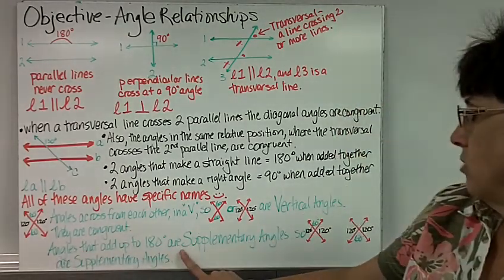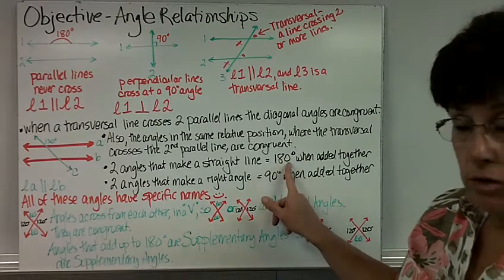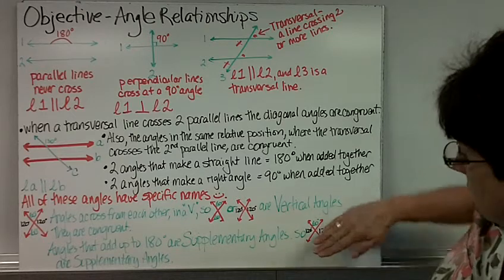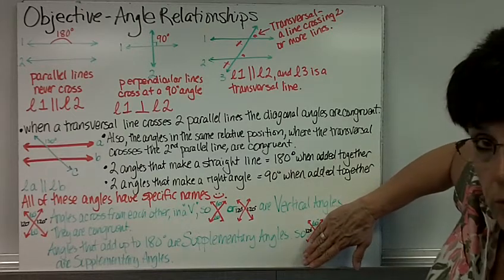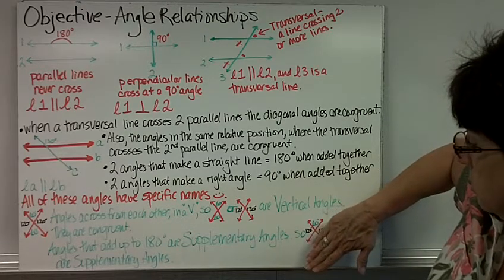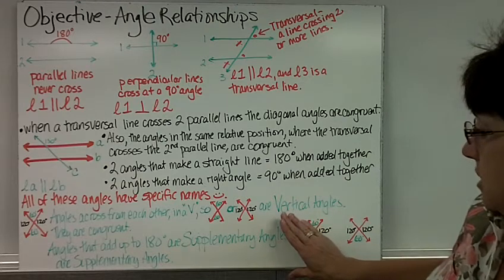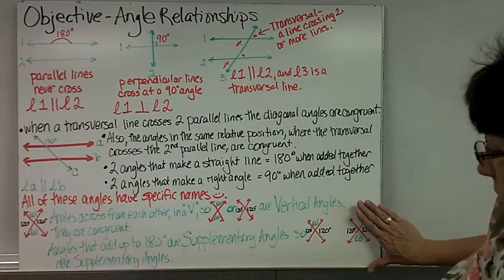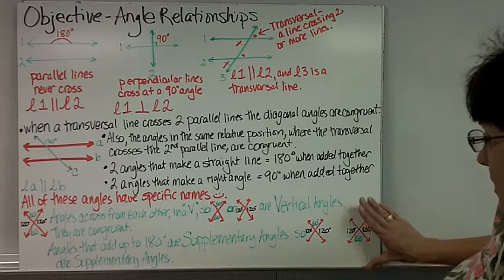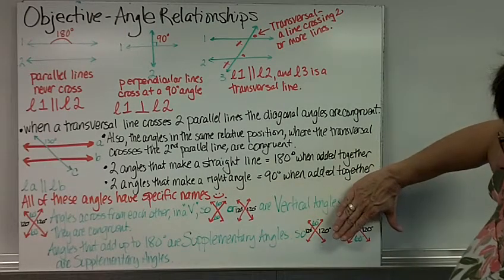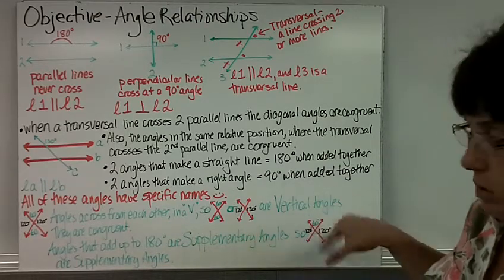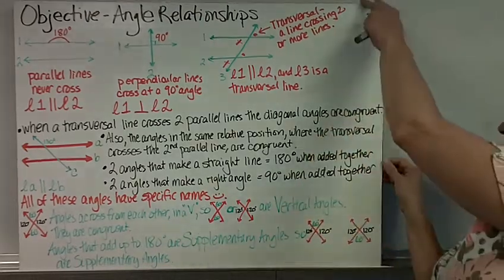Angles that add up to 180 degrees, like we talked about up here, are supplementary angles. So the 60 and 120, those two angles would be supplementary. This 60 and this 120, those two angles would be supplementary. The 60 and the 120 would be supplementary, and so would those two. Okay, so what we just talked about, those are supplementary angles.